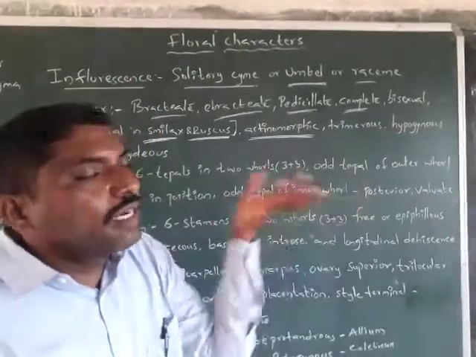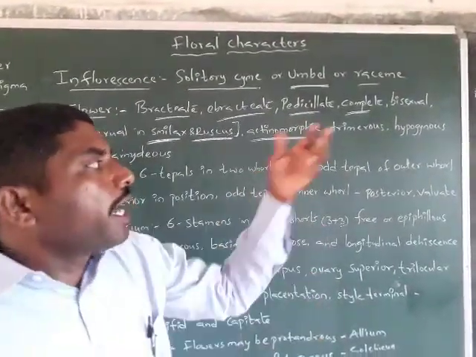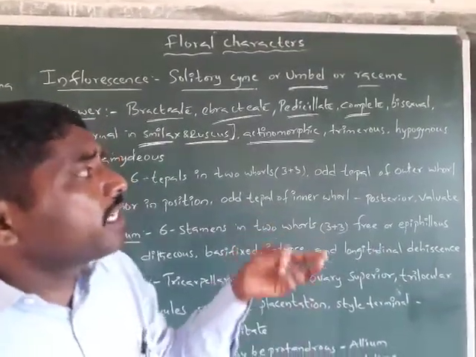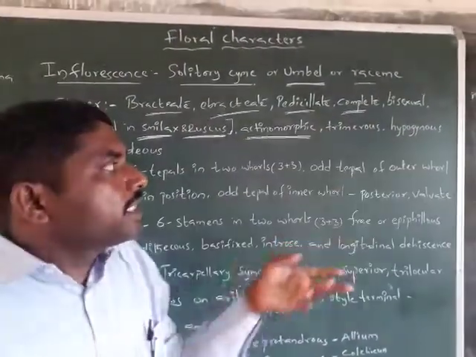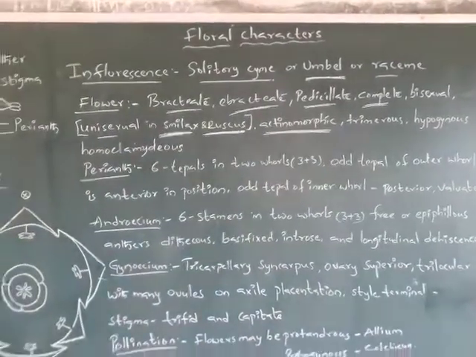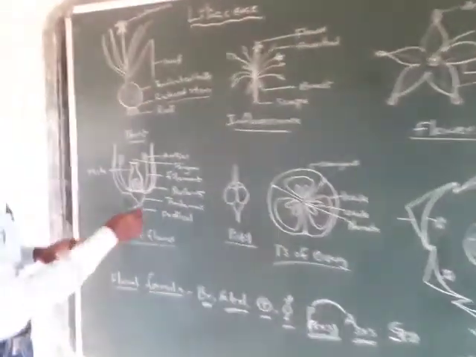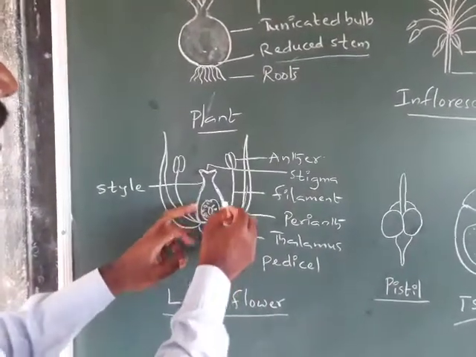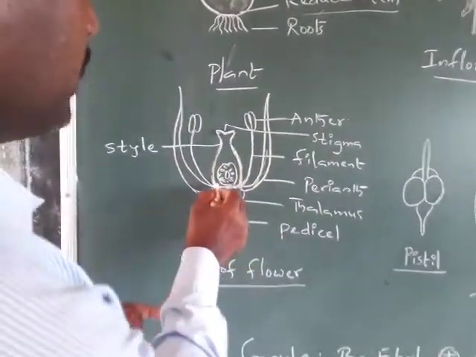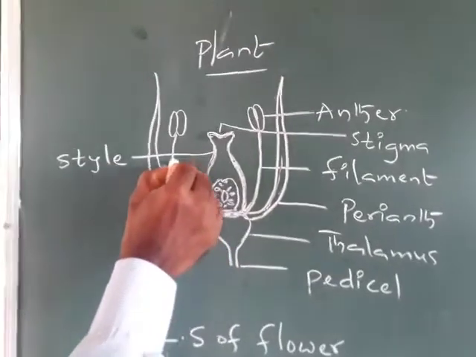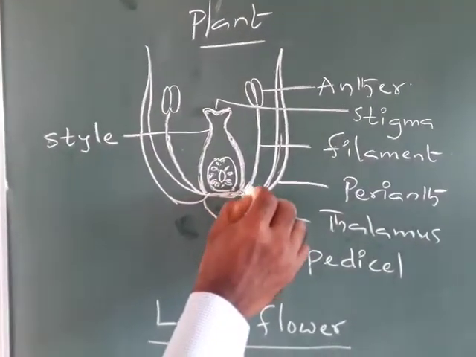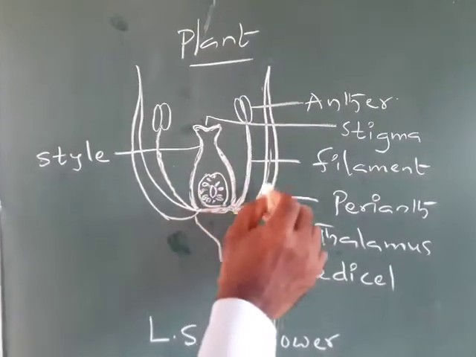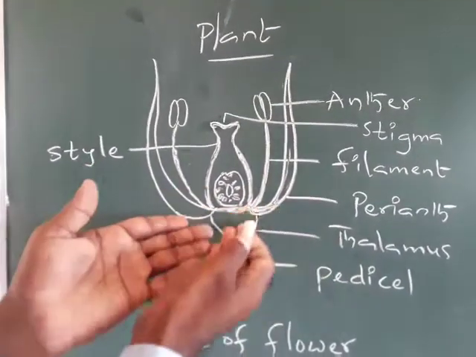Hypogynous, which means the ovary is in the top position, and below the ovary the stamens and the perianth are there. Yes, here is the hypogynous. Here the ovary is in the top position, and below the ovary the stamens are raised, and the perianth is also raised below the ovary.